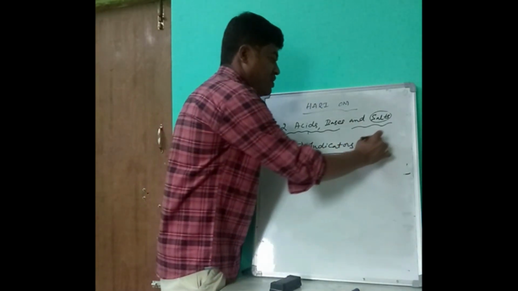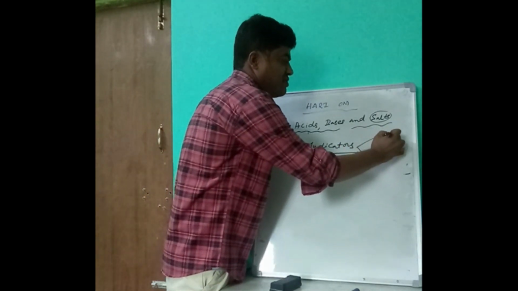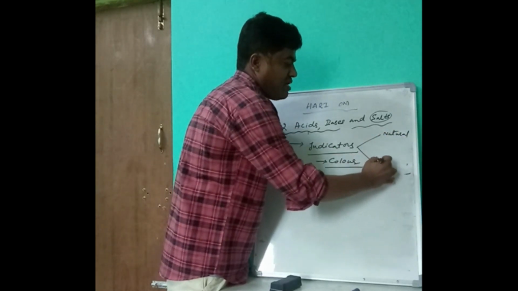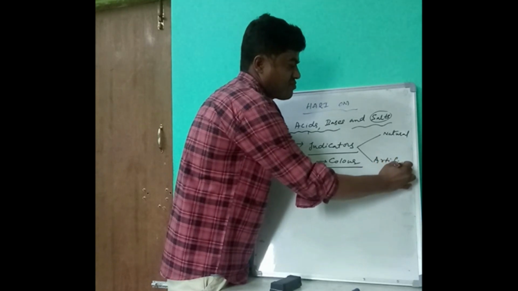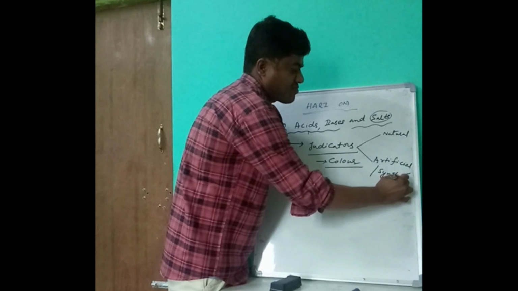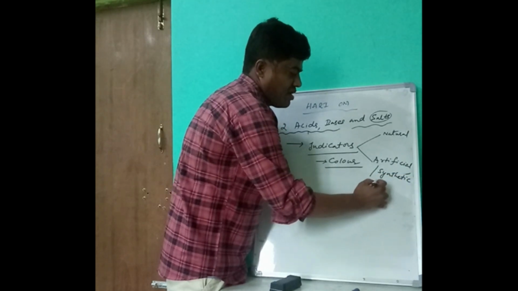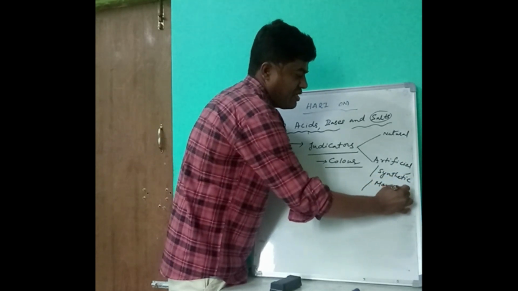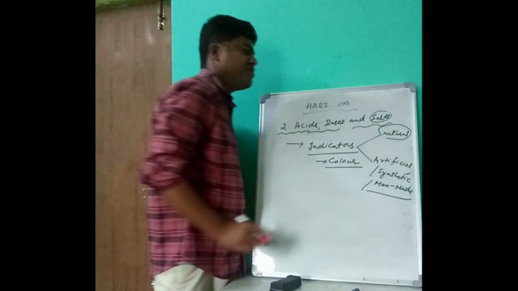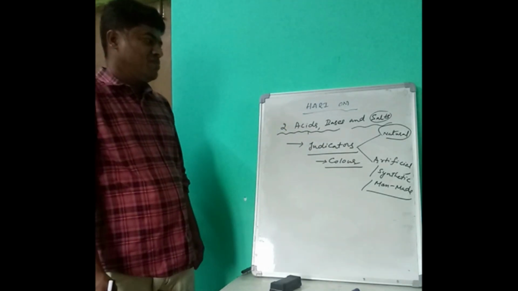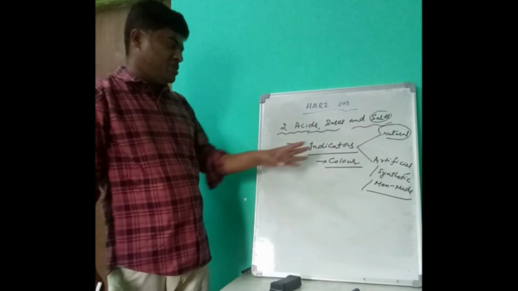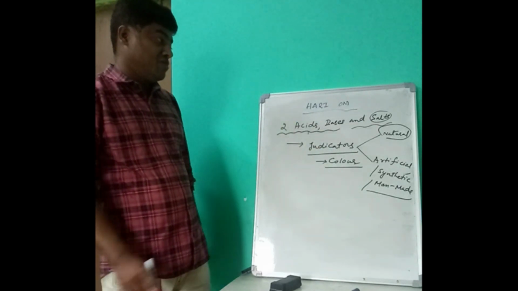There are two types. One is natural indicators that you can prepare in your homes. Second one is artificial or synthetic or man-made. You cannot prepare this at home. You can prepare natural indicators in your home. Artificial, synthetic ones are man-made, and under controlled conditions we have to do this preparation. It is not possible in our houses.